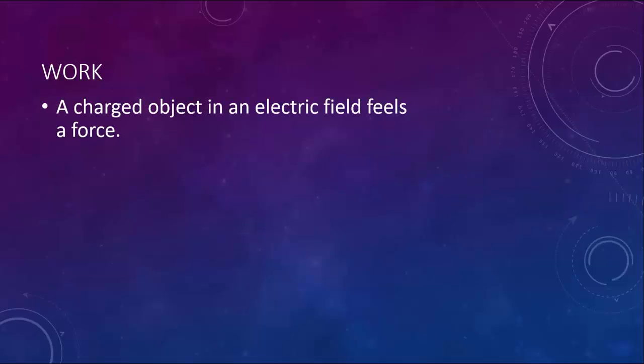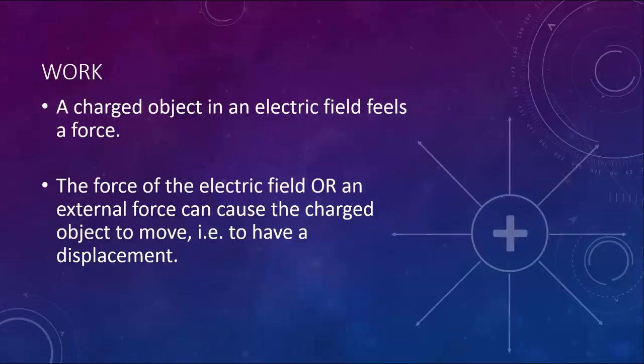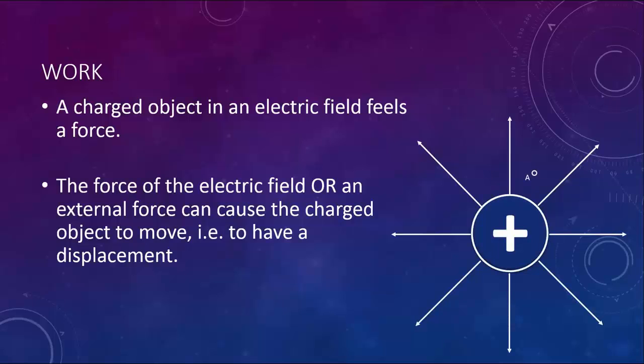So as we've seen, a charged object in an electric field feels a force. Either the force of the electric field or an external force can cause the charged object to move. Right? If it's moving, that means it has a displacement. So for example, here we have a positive charge, and you can see the electric field around it. And if we put another positive charge at point A, the electric field itself would exert a force in that direction. If the particle at point A was free to move, it could have a displacement and end up at point B. Similarly, if the object were at point B, someone or something could exert a force on it toward point A, causing it to have a displacement. In either of these cases, we have the object feeling a force and having a displacement. This means that work is done.